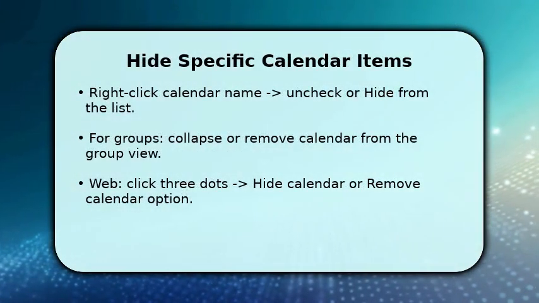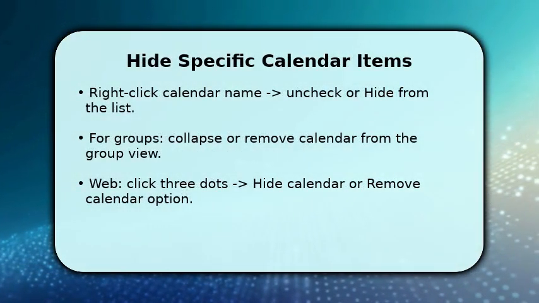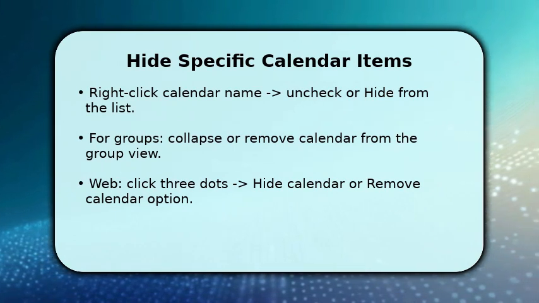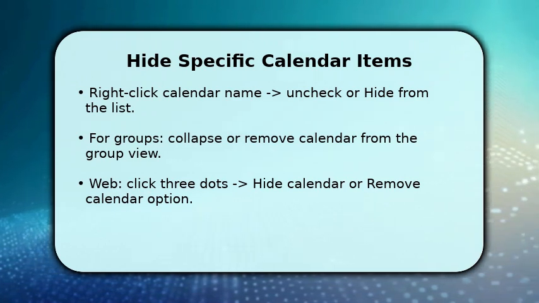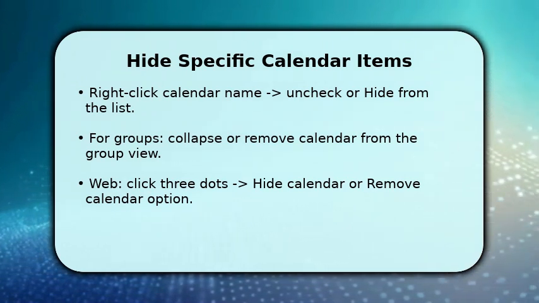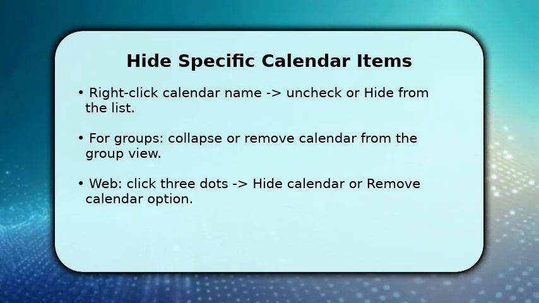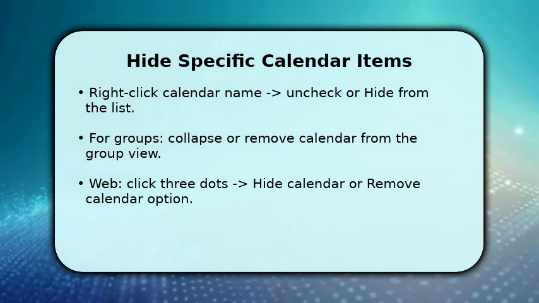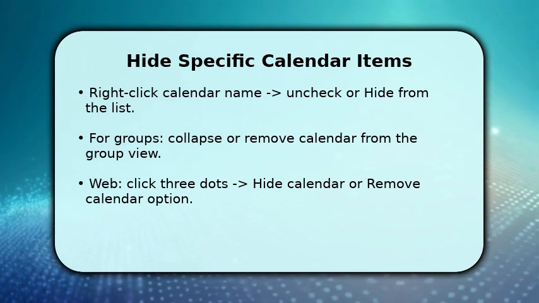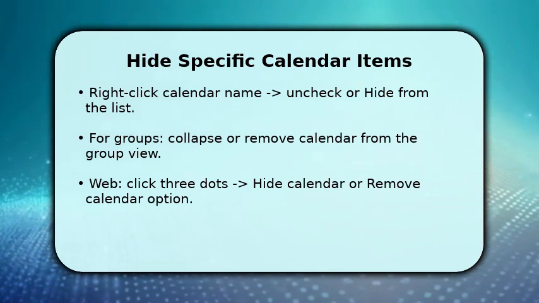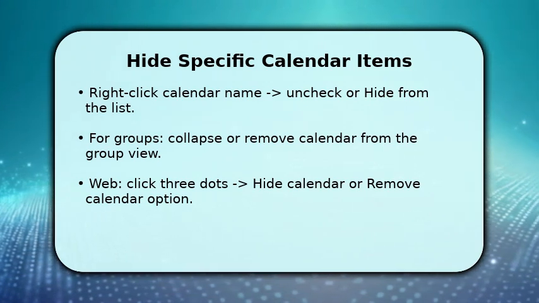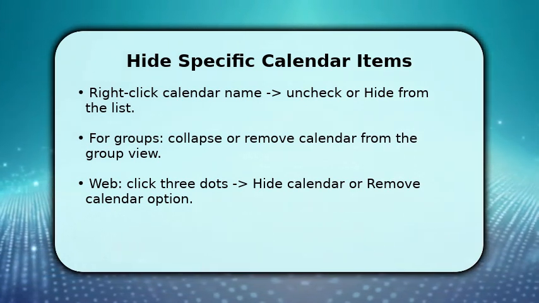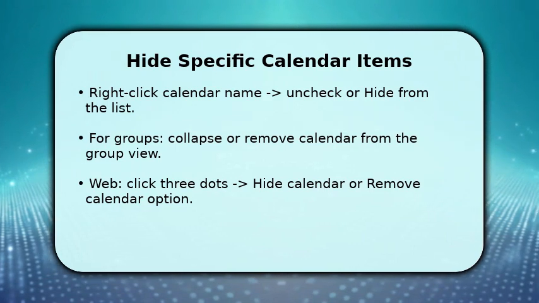Now you focus on hiding the specific calendar. In Desktop Outlook, right-click the calendar name and uncheck it or choose Hide to remove it from your sidebar. If it's a shared calendar, select Remove to stop syncing. For calendar groups, collapse the group or remove the calendar from the group so events don't display. In Outlook on the web, click the three dots beside the calendar and choose Hide or Remove. This stops rendering events without deleting the underlying data, which keeps things reversible.